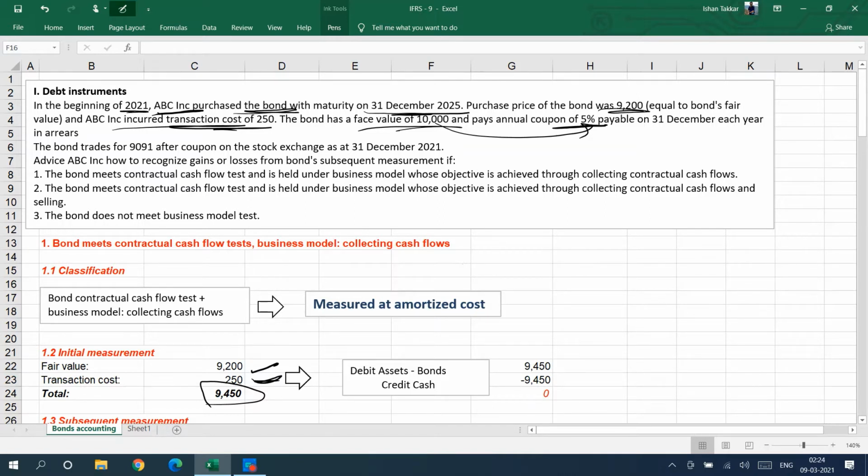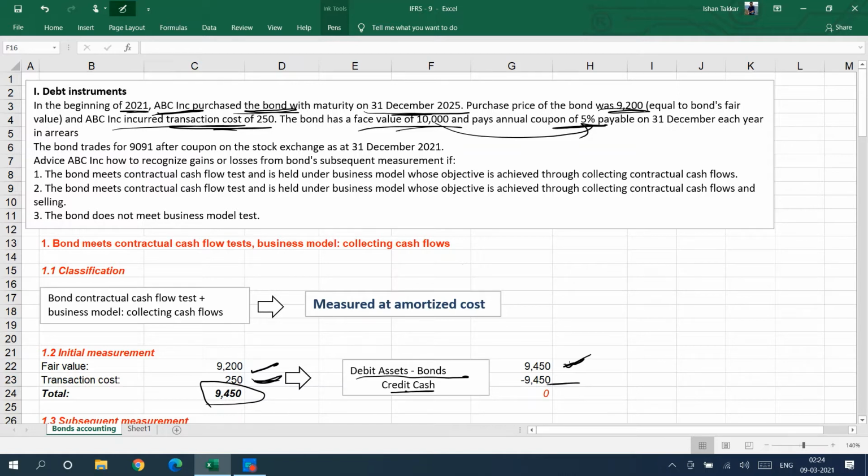So what will be your entry? As I told you in the very first episode, the basics of accounting: whenever an asset increases, you will debit the asset, and when an asset decreases, you will credit the asset. So the bond asset, your purchase amount, is increasing, you will debit it, and the cash asset is decreasing, you will credit it. So bond to cash is your entry.